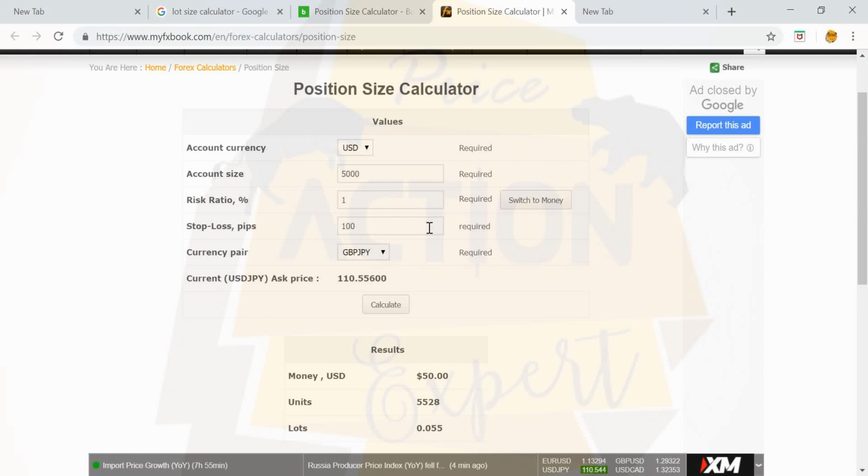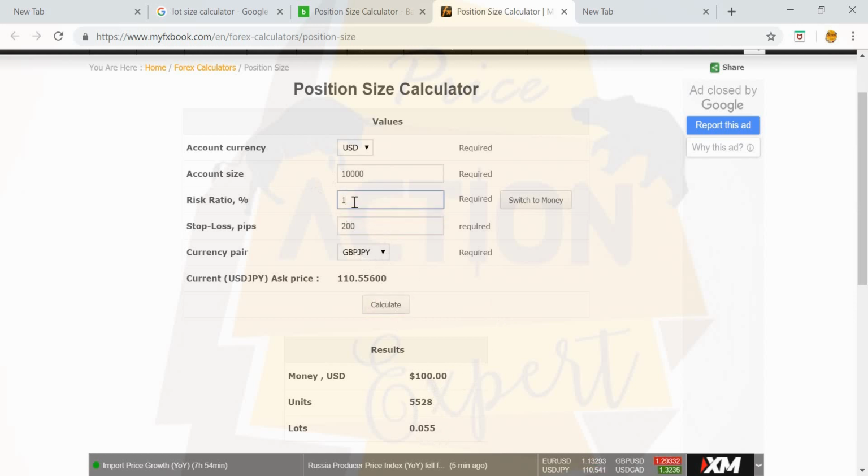Let's see our account size is now $10,000. Risk is 1%. Let's say you are doing it for 1% for 200 pips now. Last time you did it for a 100 pip stop loss. Now we're doing it for a 200 pip stop loss in the GBP JPY pair, and calculate. Okay, 0.055 is the lot size here for the stop loss of 200 pips.